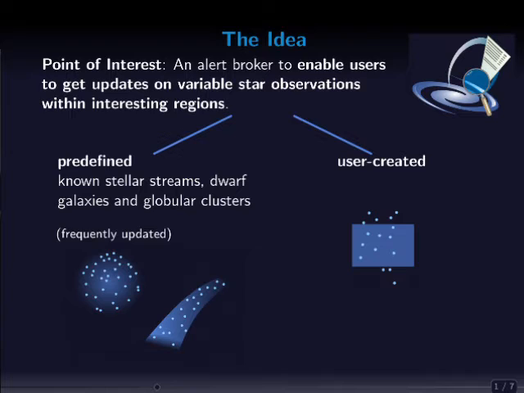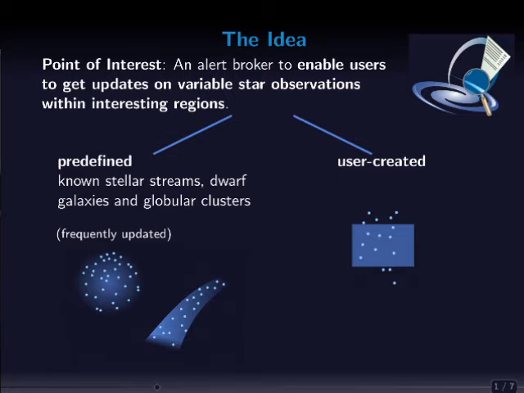Those regions can be either predefined, such as known stellar streams, dwarf galaxies, and globular clusters, as well as created by users, such as tailored to their needs. The service will be constantly updated with regions of interest so that users can easily query for objects which are associated with a given region, such as from recent publications.